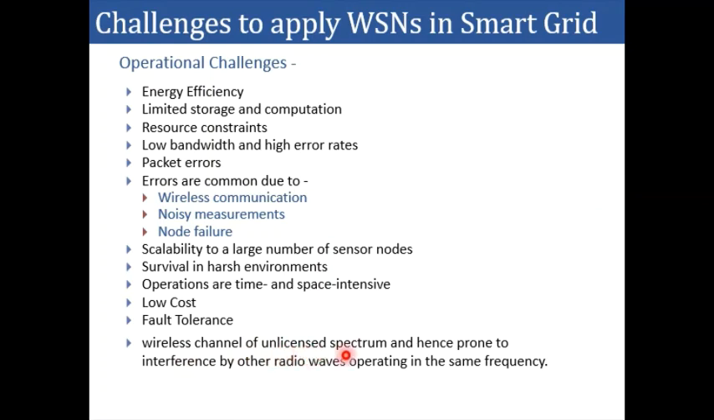Wireless channel of unlicensed spectrum is being utilized in case of wireless sensor network. Therefore, these channels are prone to interference by other radio waves which are operating in the same frequency. Since we are utilizing ISM band for the wireless data transmission, a lot of other devices are also communicating using the same ISM band. So we have more problems related to radio interference.